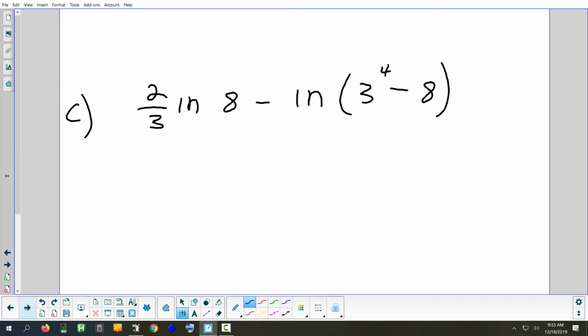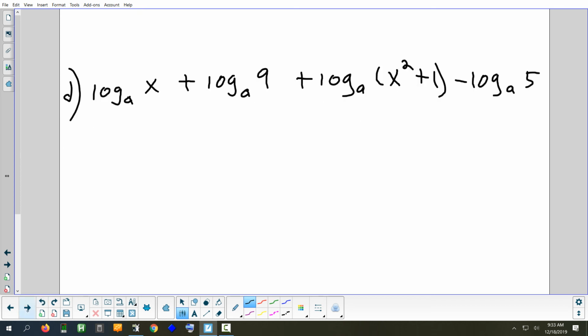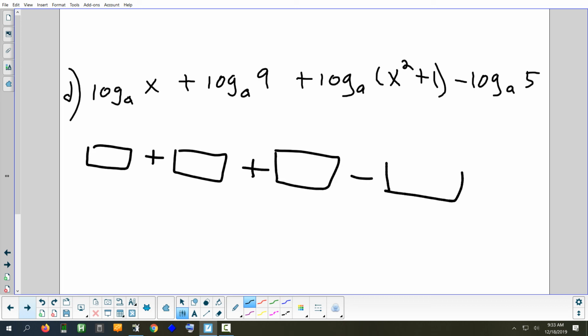All right, let's jump to this one. So at first, when you look at it, it's like, whoa, a lot of stuff. We're going to be able to do this all in one step. When I look at it, I try not to look at all the individual things. What I try to look at is this: something plus something plus something minus something. That's what I look at. I look at the pattern.